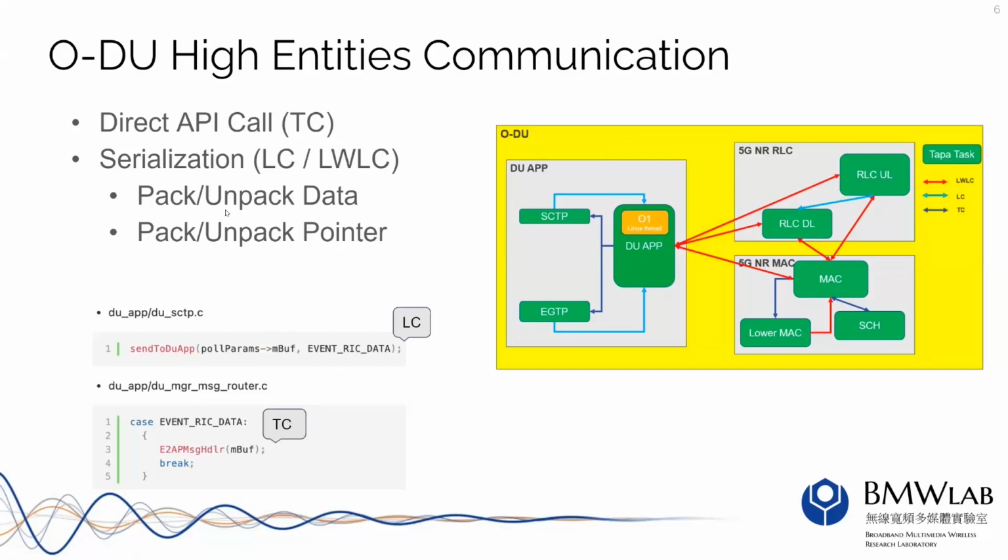Next way is serialization. Both LC and LWLC call the function in a pointer. The difference between them is whether data is packed in the pointer. If so, you call LC, and if not, you call LWLC.